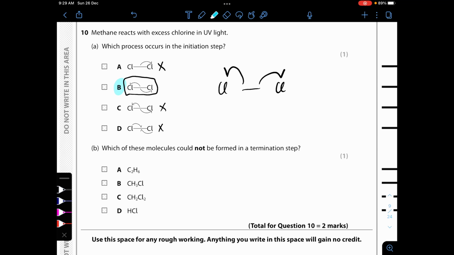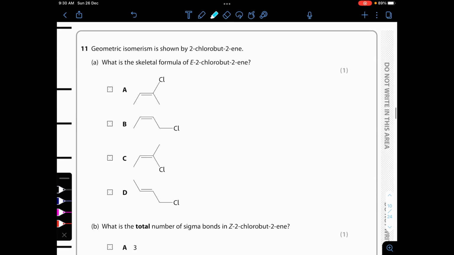That is our answer. Then it says in the next question, part B, which of these molecules could not be formed in a termination step. So C2H6 can be formed, CH3Cl can be formed, CH2Cl2 can be formed. HCl can be formed? No, because this is used up in the propagation step. So we can say HCl is our answer. Let's move on to question number 11.